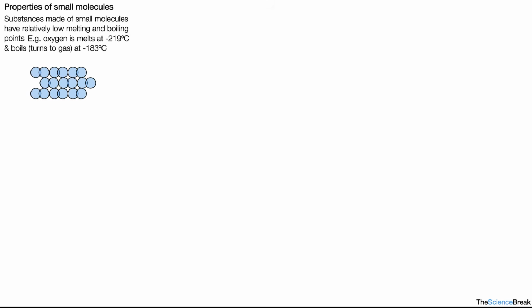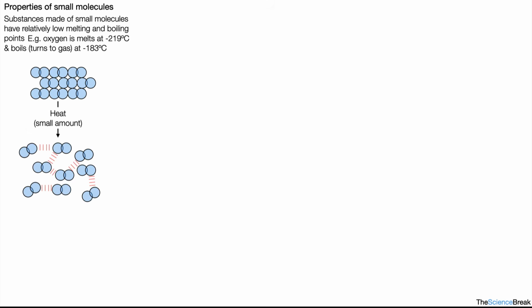Here are the molecules of solid oxygen. So you can imagine this is below minus 219. However, if we apply a small amount of heat, those molecules will separate. Let's see what's going on. We apply a small amount of heat energy. The molecules separate. What you can see is that between the molecules there are weak intermolecular forces holding those molecules together.